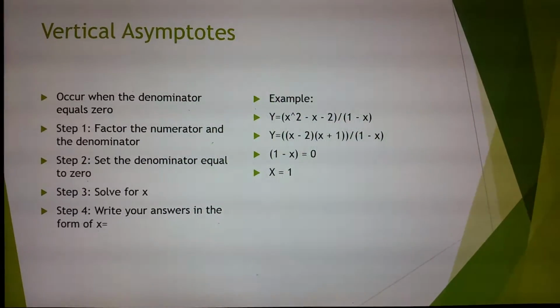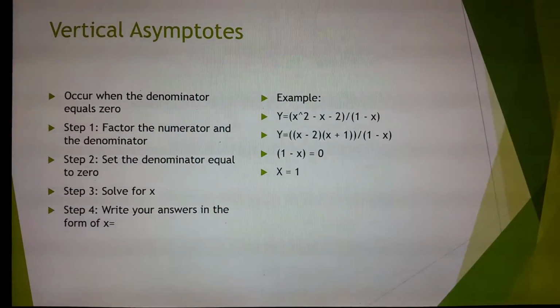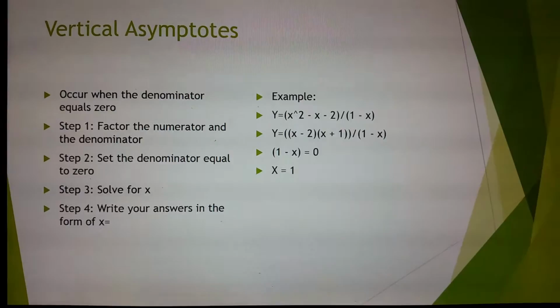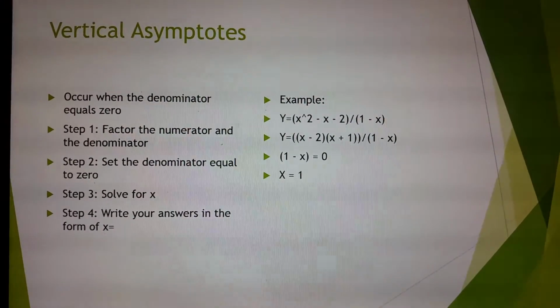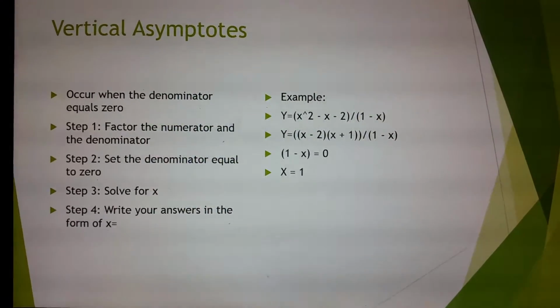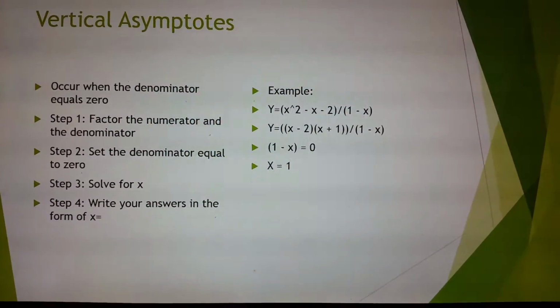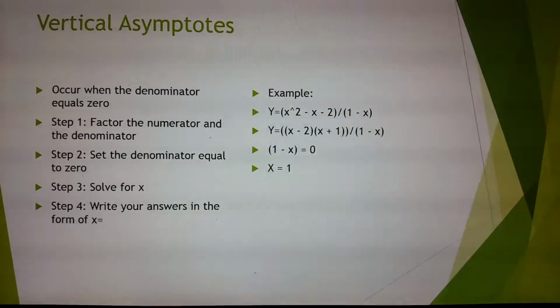Vertical asymptotes are versions of non-removable discontinuities. These occur when the denominator equals 0 at any point. So your steps are to factor the numerator and denominator, set the denominator equal to 0, solve for x, and write your answers in the form of x equals. And here's an example.